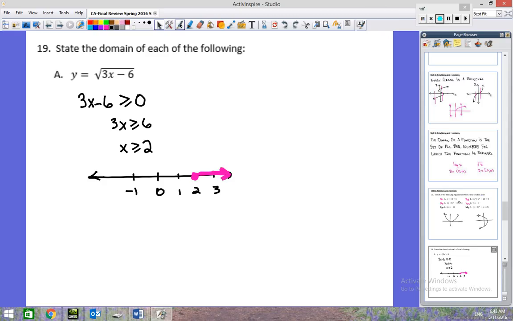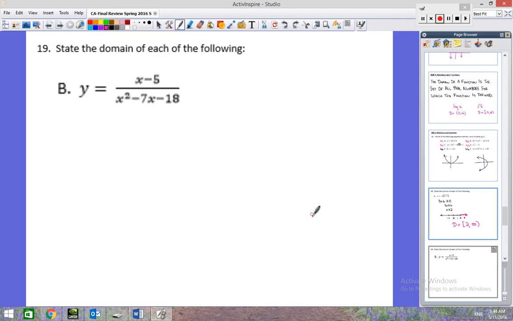And we often use just the letter D for domain. Since that is a solid point that's included in my set, I use a bracket, and this arrow that's shaded, it's going out to the right, isn't a number, but it represents an abstract concept, the idea that it's going on forever, and we use this symbol positive infinity to represent that. So the domain for this in interval notation is this set from 2 to infinity, where 2 is included in our set. Let's take a look at another example.